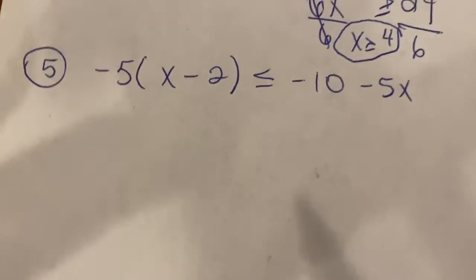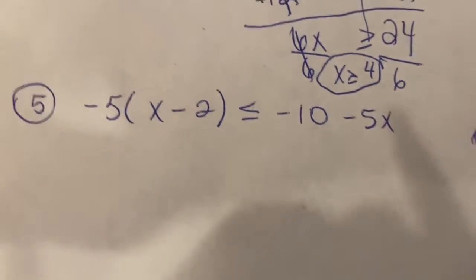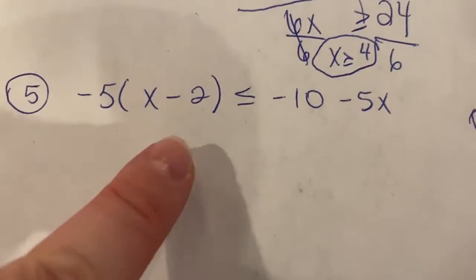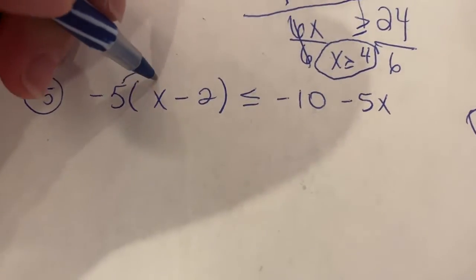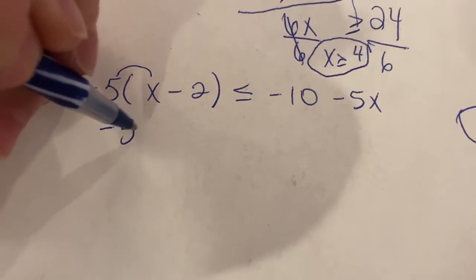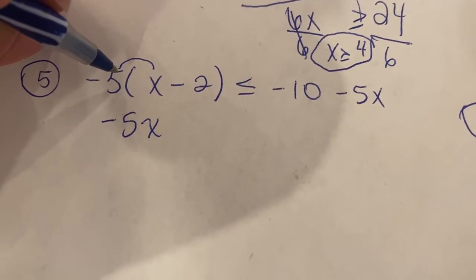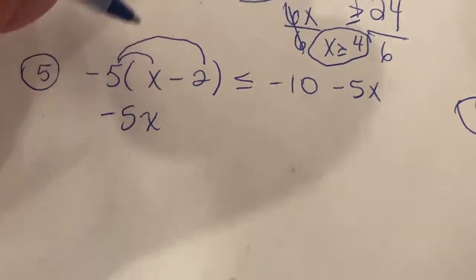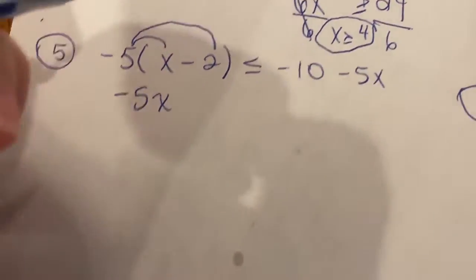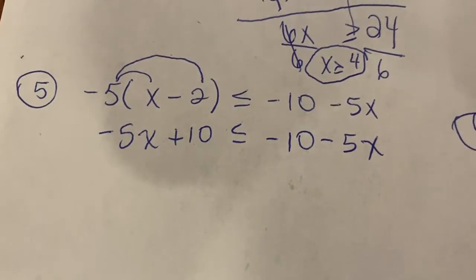Okay, number 5 is another one that has parentheses. So we're going to start with the distributive property to remove those. So negative 5 gets multiplied by x, giving us negative 5x. Negative 5 gets multiplied by negative 2. Negative times negative is going to be positive 10. And then I'm bringing down the other side. I have not done anything with it, just bring it down.